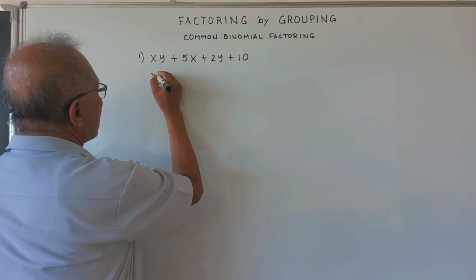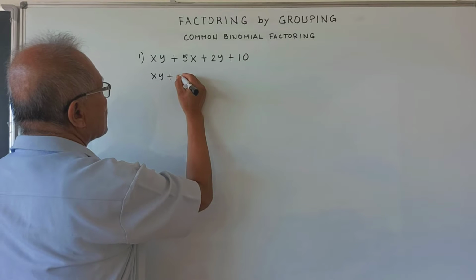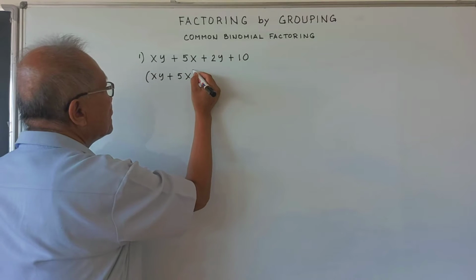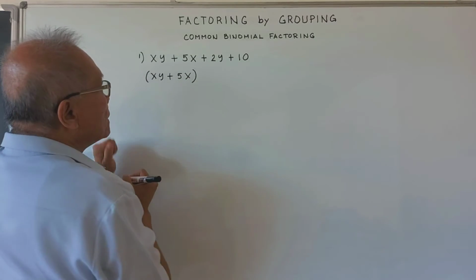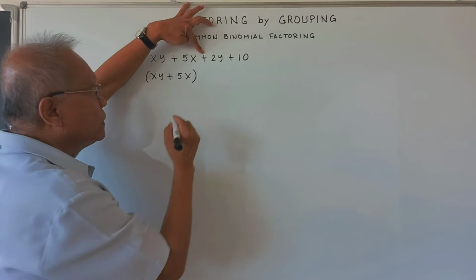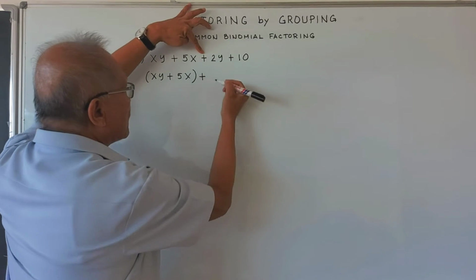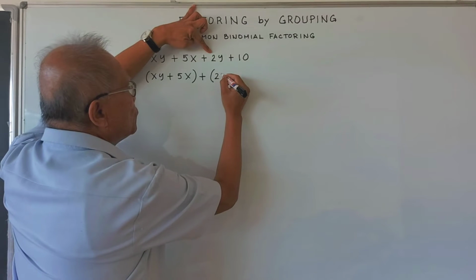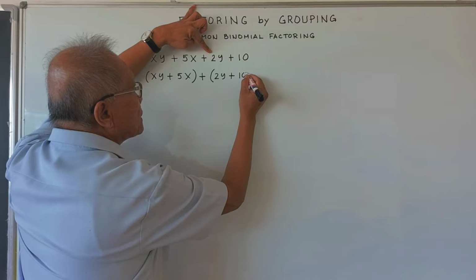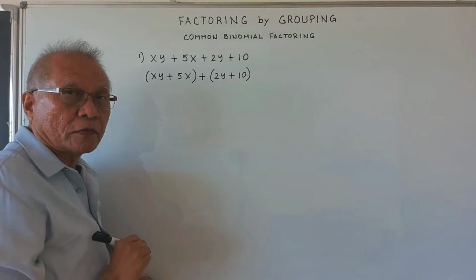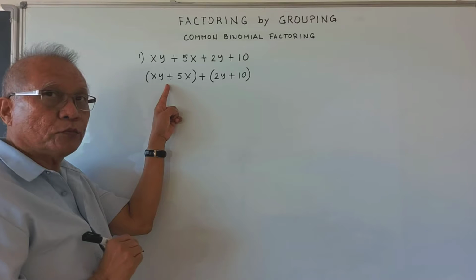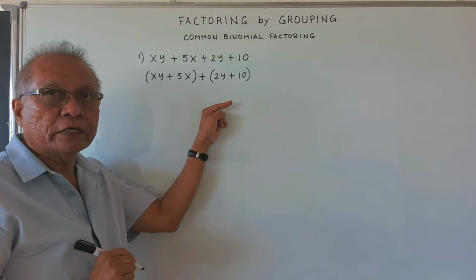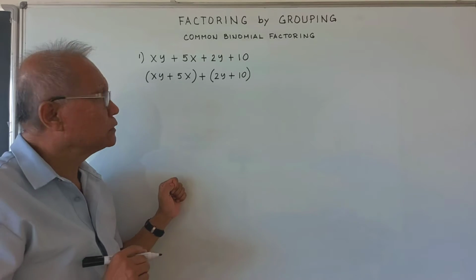So let's group xy plus 5x. To group that one, we place it in a parenthesis. And then we have the plus here. So we need to write the plus, and here 2y plus 10. Okay, so we have 2 groups, first group and second group. And both of the groups have their own common monomial.